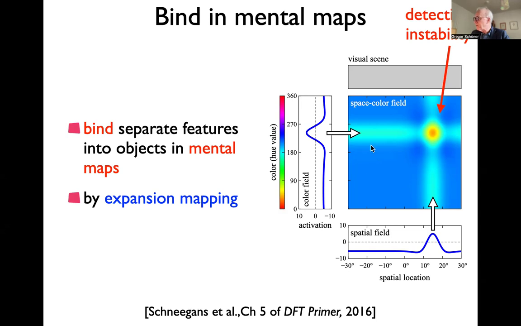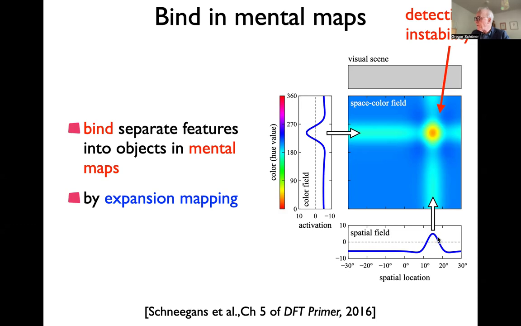So for instance, here this field, the same kind of arrangement, but now this field does not get any direct input from the visual array, but we make a map of, saying I have a blue object and I have this location, and I want to create a representation of that, and that will be an expansion mapping.